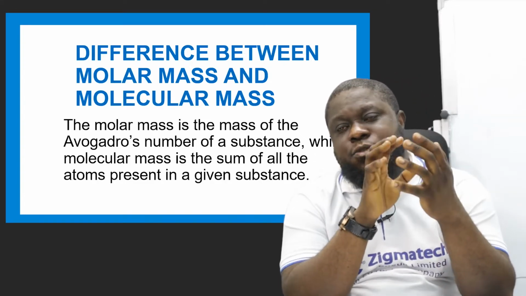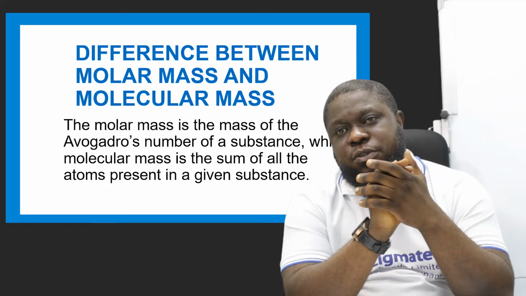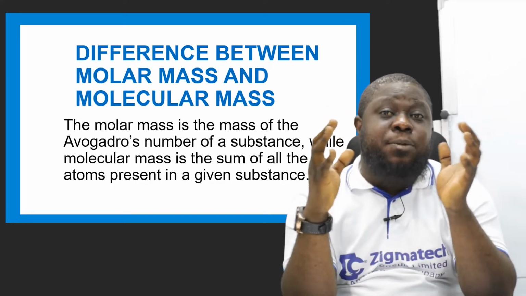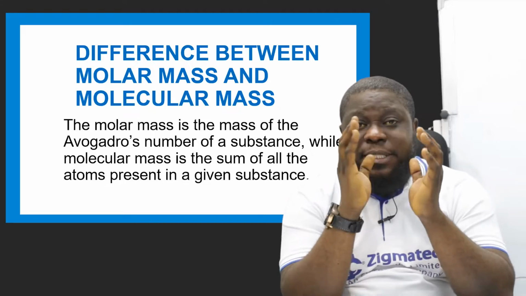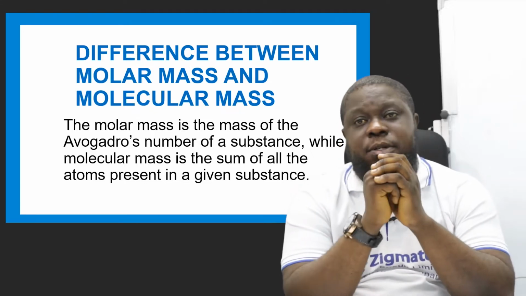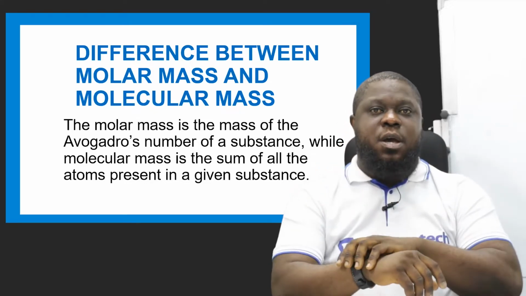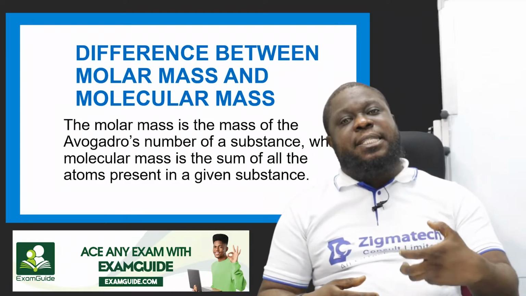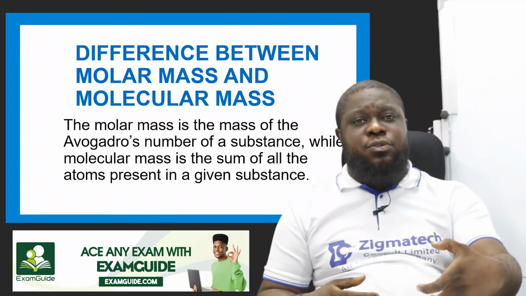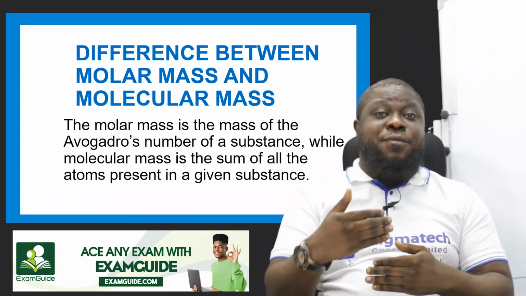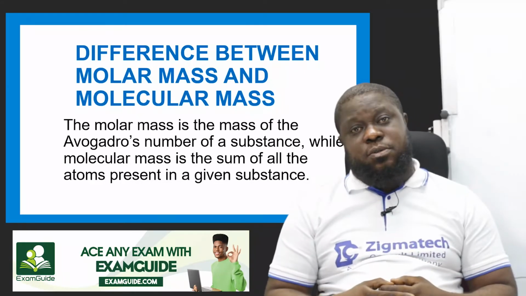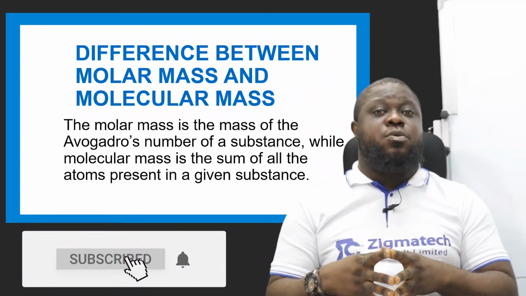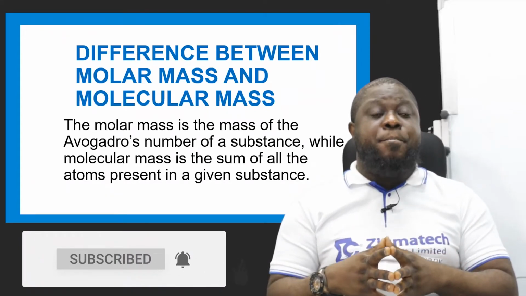Now, the mass of these moles becomes the molar mass, while the molecular mass is the sum of all the atoms present in the compound. Every single atom that is present in a compound becomes the molecular mass. Sorry. Why? Because it is the number of atoms that is converted to the number of molecules. When these atoms make up molecules, they become molar masses.